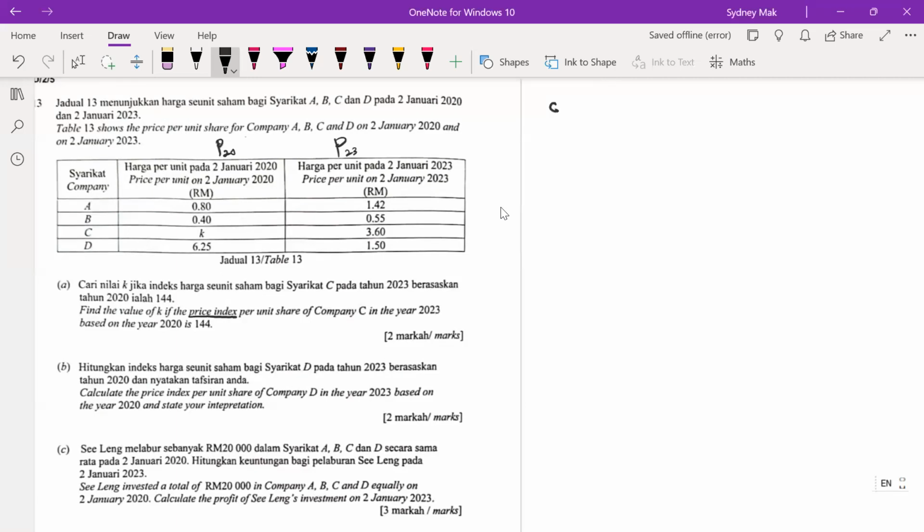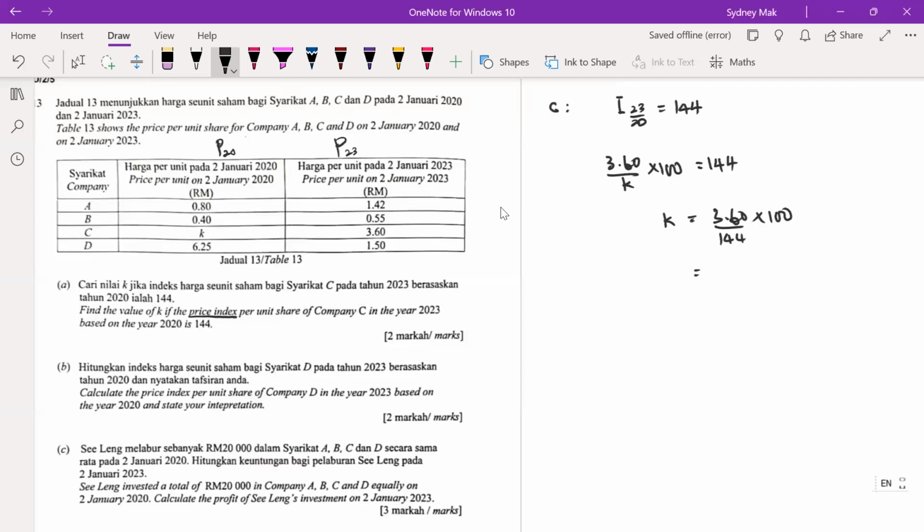So for C, the index based on the year 2020. That means 23 over 20 equals to 144. So we shall use the price of year 23, which is 360 over K times 100. That will give us 144. So to find K, it will be 360 divided by 144 times 100.